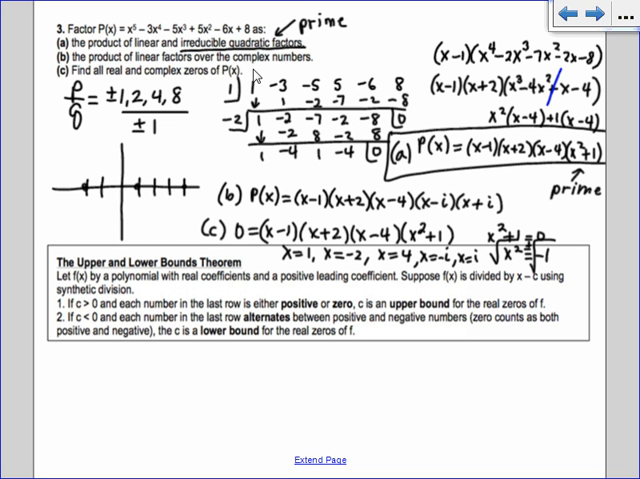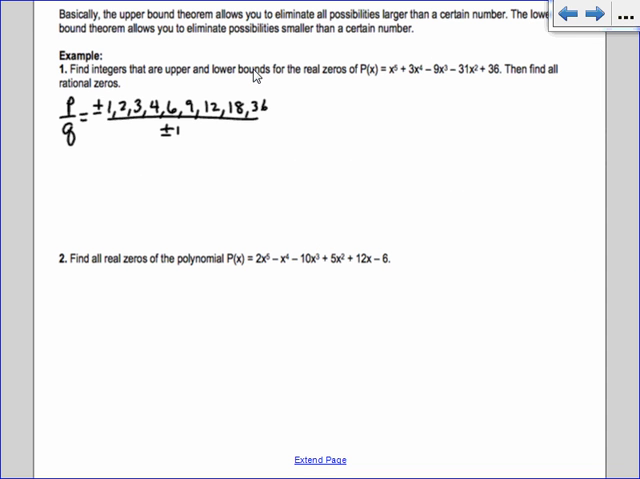Here's what it says. If you are doing your synthetic division and C is a positive number, and you end up getting all positives or zeros along the bottom row, then that means it's an upper bound. What that means is there are no places where it's crossing the x-axis bigger than that number. So if I try x equals 3 on this one, and I saw all zeros or all positive numbers on the bottom, then 4, 6, 9, 12, 18, and 36 cannot be possible. Do you understand what I'm saying?